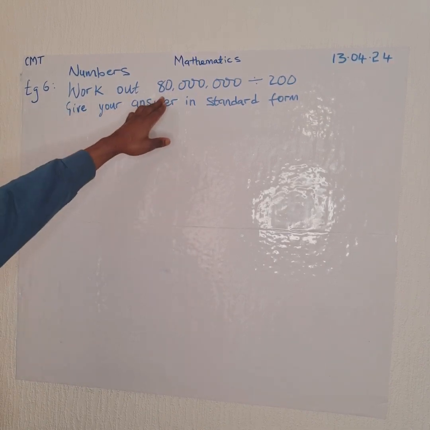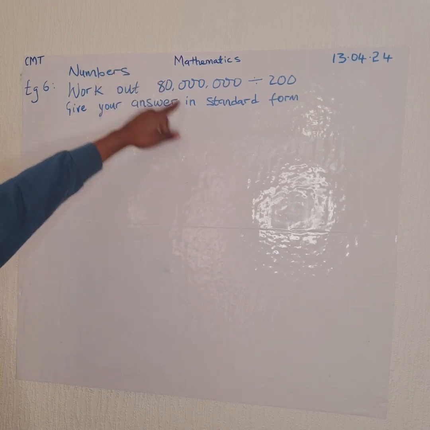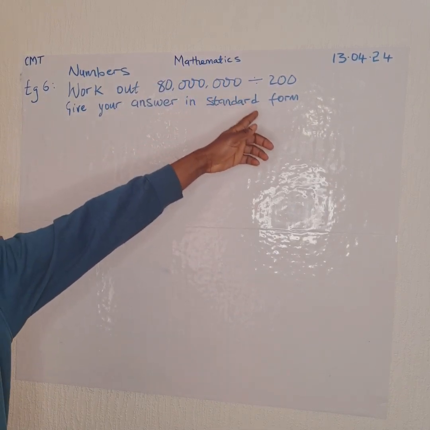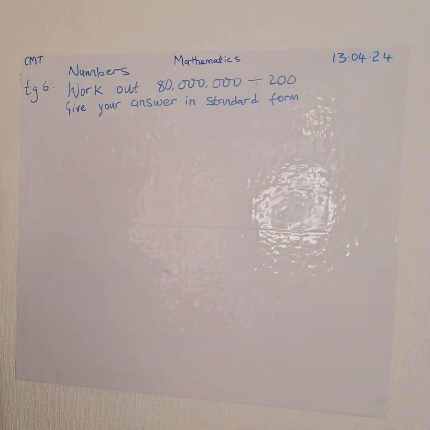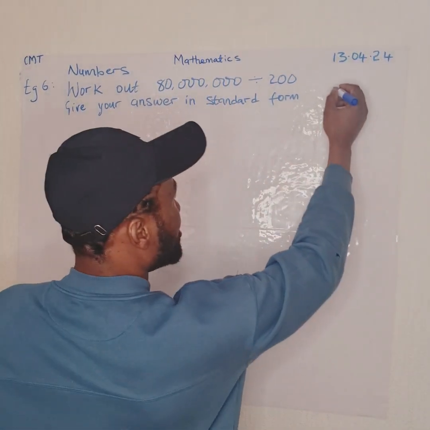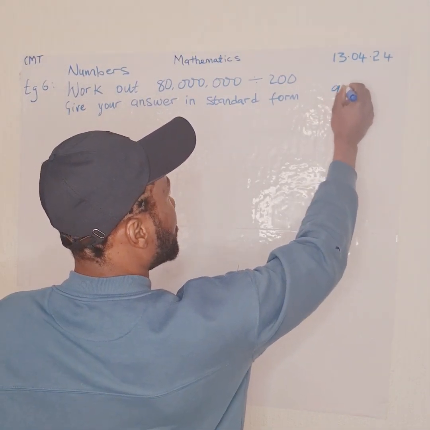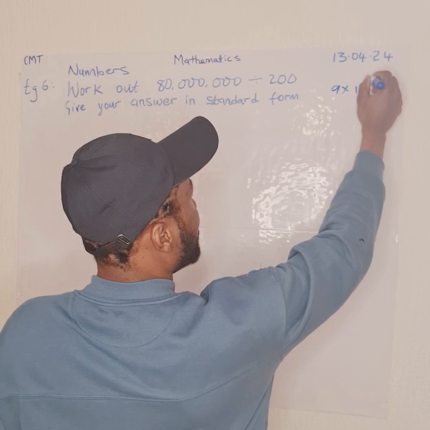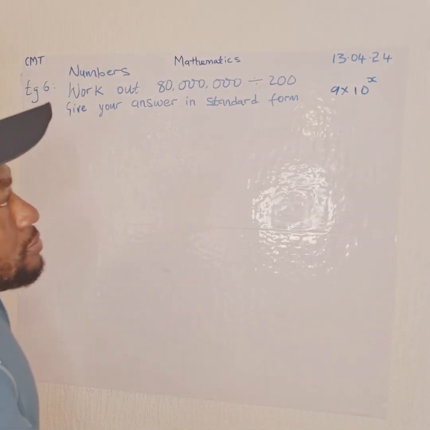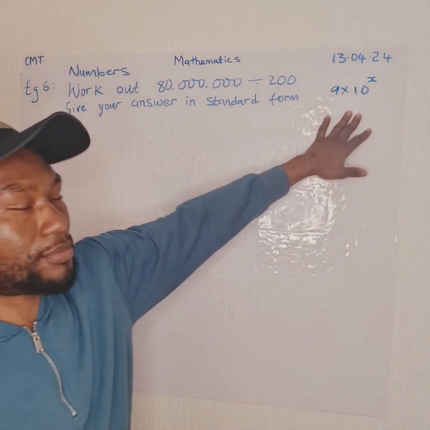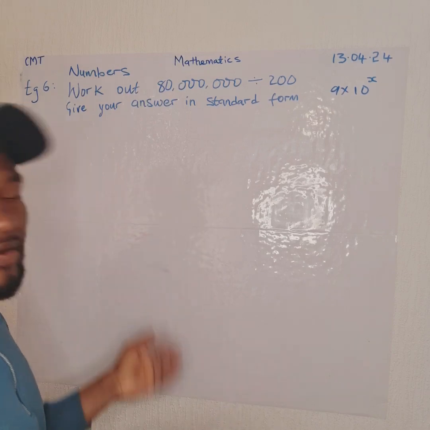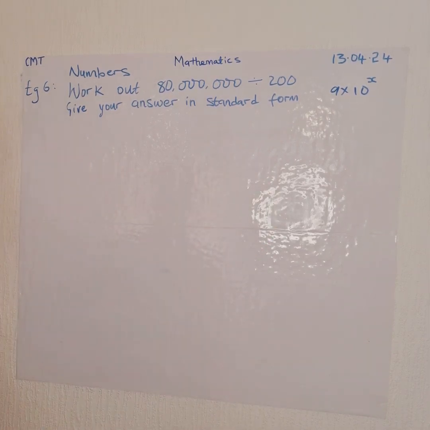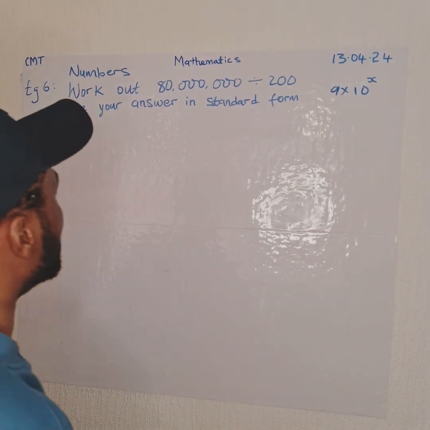Work out 80 million, that's 80,000,000 divided by 200 and give your answer in standard form. For those who do not know, standard form simply expresses a number in the form a multiplied by 10 raised to the power x. That is standard form. It is used to write very large numbers or very small numbers conveniently. We will see how that is done in this example.